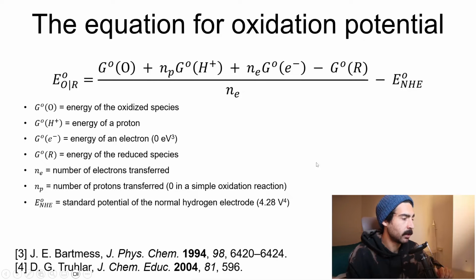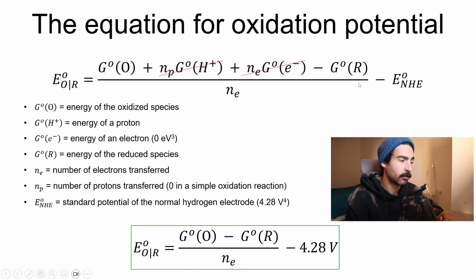4.28 volts. So we can simplify this equation to only include the energy of the oxidized form of the species, the energy of the reduced form of the species, and the number of electrons. So using this equation here, we can calculate the oxidation potential of a chemical reaction.